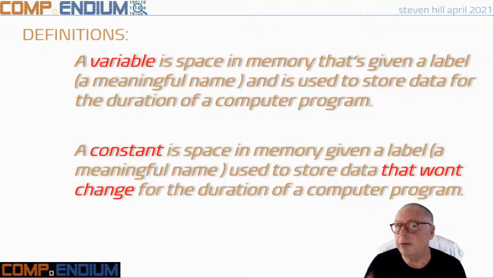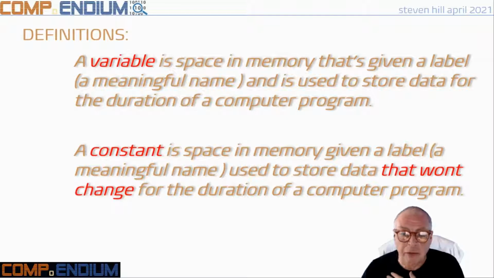Now, a constant is managed in exactly the same way as a variable. A constant is also an allocated space in memory. It's given a label, which is a meaningful name. It's used to store data for the duration of a program, but because it's a constant, the data is not going to change. It's constant right the way through the program, just in the same way that you work with a constant in maths or in science. The value doesn't change. But in terms of the mechanics of the computer program and how things work, they are both treated in a very similar way. And we'll talk a little bit more about that later on in the video.